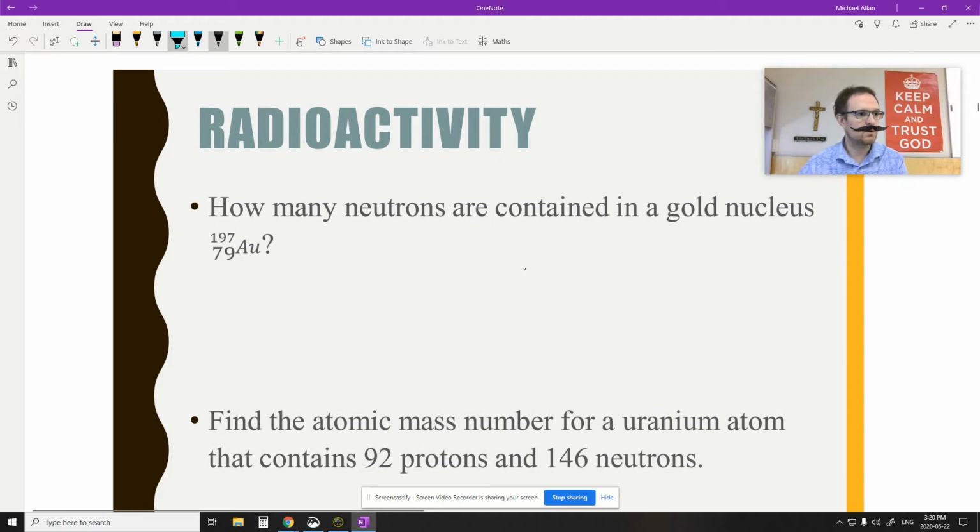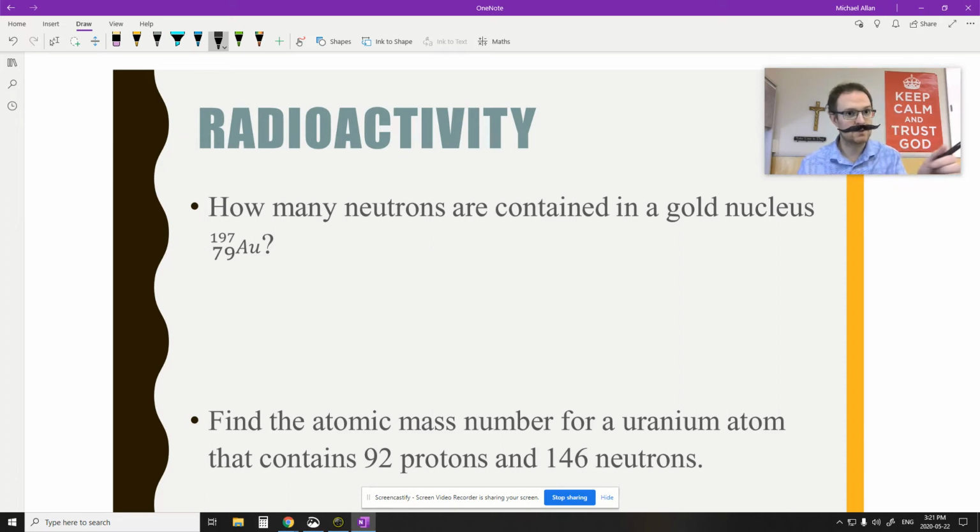So if say I have gold 197. Now, the numbers that you see on the periodic table, so gold here is 196.97. What that number is, it's the average of all the different isotopes that you can find out there. So 197 is the most common isotope, so that's why it's 196.97, so it just rounds to 197. That's the most common, right?